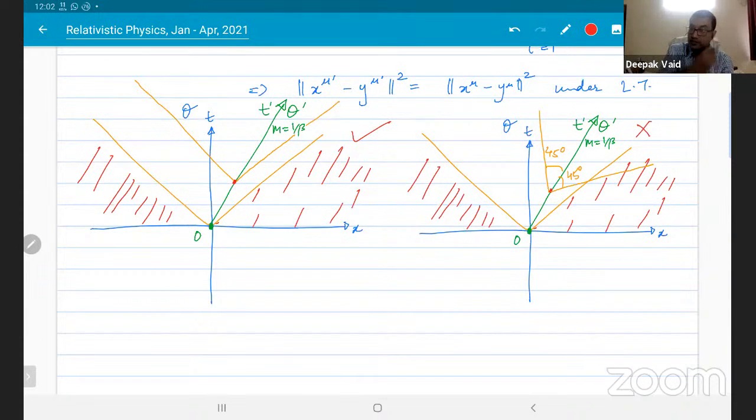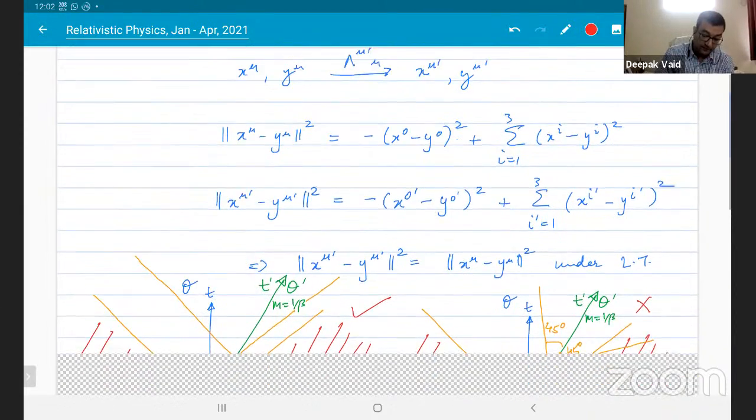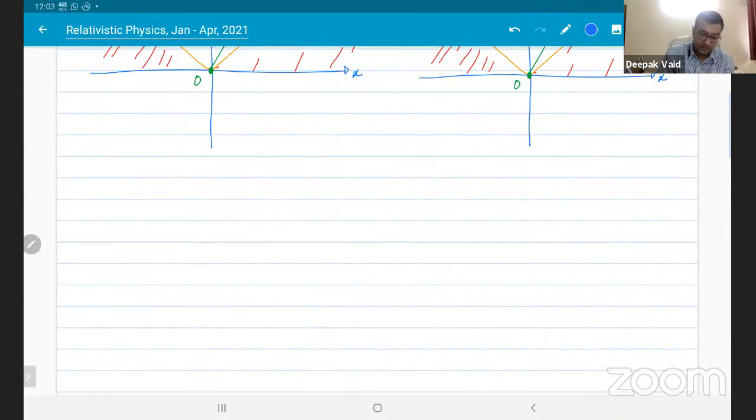The light cone structure does not change as you go from one Lorentz frame to another frame. And it is a consequence of the fact... So how do we write this down mathematically? Okay. So again, let me write down the expression for the norm of any vector x.